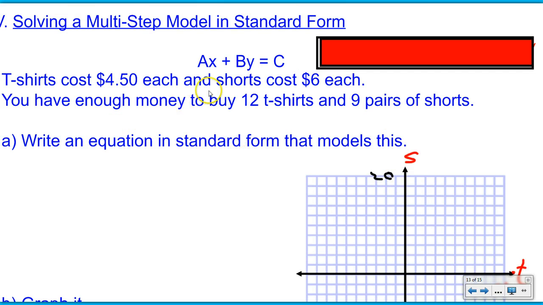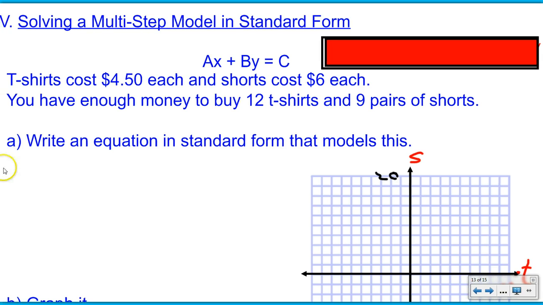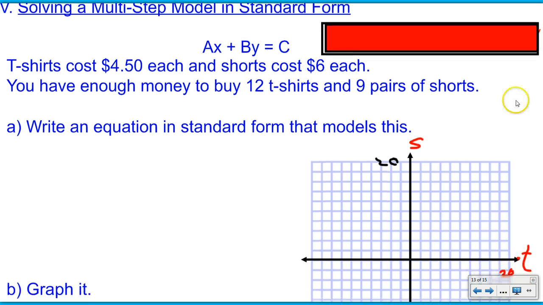Okay, one final question for you, and that is, how can we solve a multi-step equation in standard form? So once again, once they say standard form, we begin with the standard form model, ax plus by equals c.